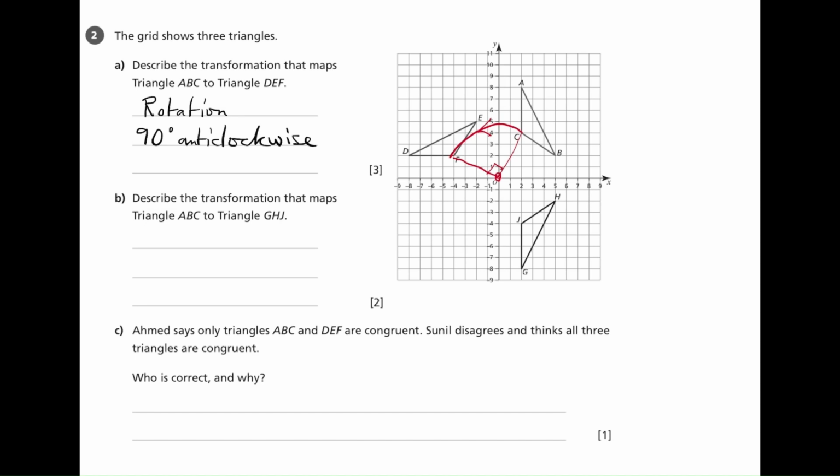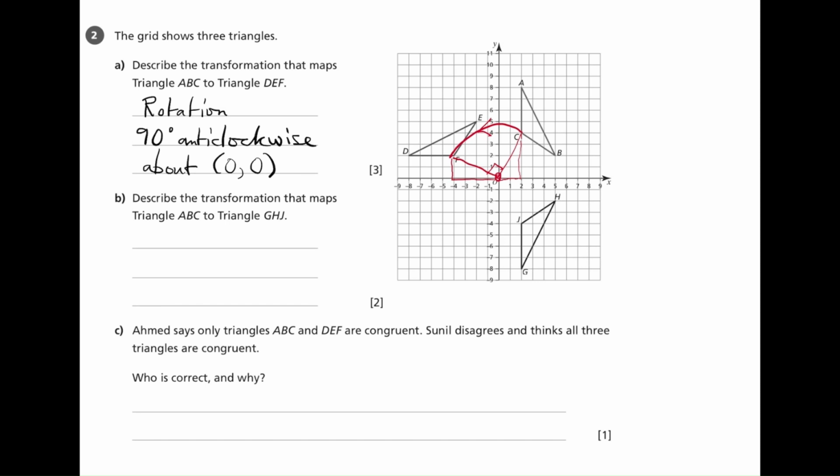So we can see as we move from this point to the center, we go down 4 and across 2, and if we move from the center to the new position of the point, we go along 4 and up 2. So the 2 lines are the same length, and the center of rotation will be 0, 0. So we can write about 0, 0.